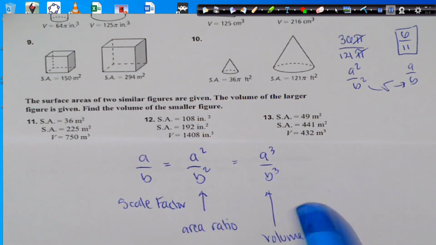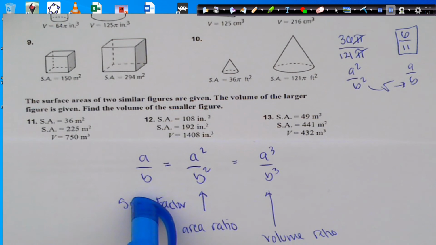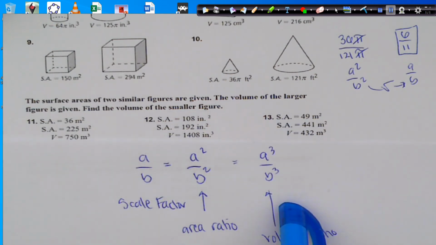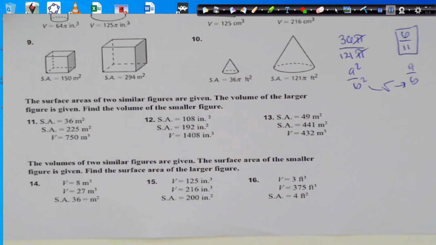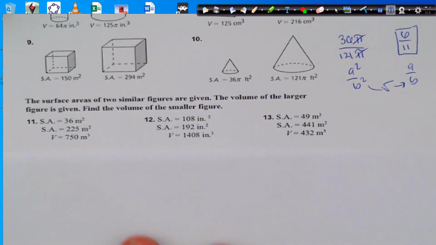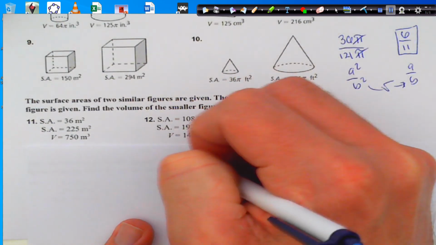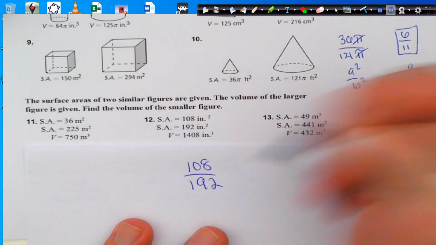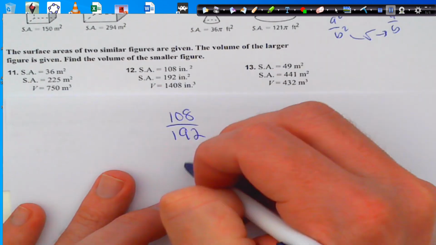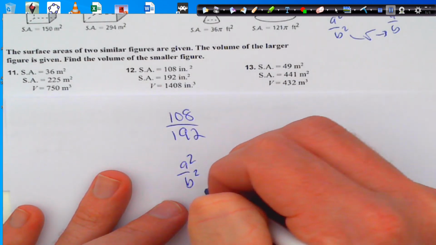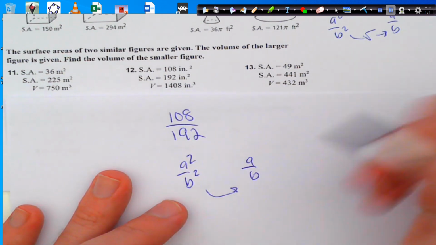Okay? So I'm going to start here. I'm going to square root to get back to the scale factor. Then I'm going to cube it to get to the volume ratio, and then I can set up my proportion. So it sounds confusing, and that's because it is slightly confusing. So here we go. I'm going to grab a new sheet of paper for this. We want to find the volume of the smaller, so it doesn't matter how we set this up. But right here, we're in our a squared to b squared, so we're going to want to go to a to b first.